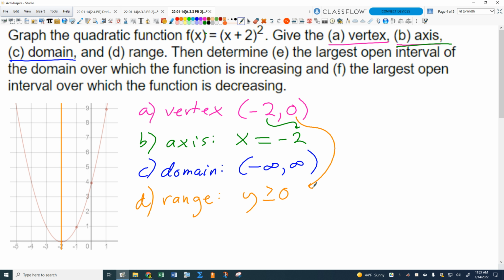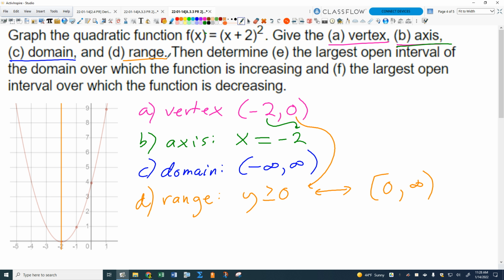Because it opens up. What if it opened down? What would the range have been? Y is less than or equal to 0 if it opened down, right? Whatever the y coordinate of the vertex is, whatever k is, it's always going to either be greater than or equal to that if it opens up, or less than or equal to that if it opens down. If we want to write that using interval notation, it would just look like that with a bracket around the 0, right? Because we're including it. Okay? Give me thumbs. How we doing? Okay?